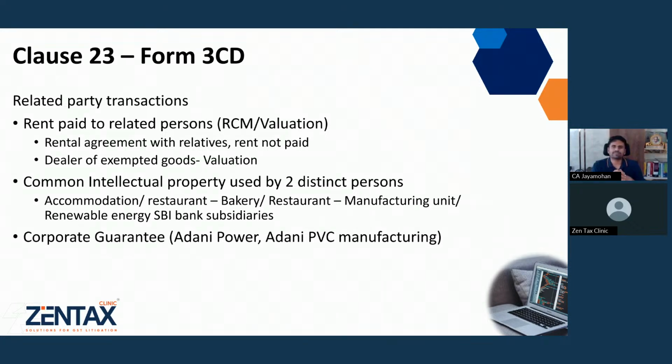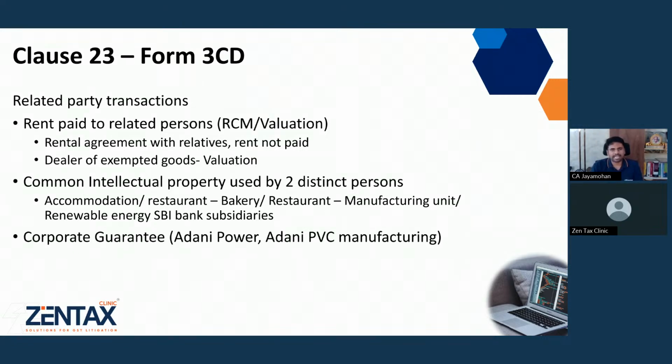And here we will see a few examples which have very much significance while you are reviewing your GST compliances for the previous financial year. So, the rent paid to related persons. Here I am focusing on the situation where there are transactions between related persons and distinct persons. So related party, I will also be talking about the distinct person.